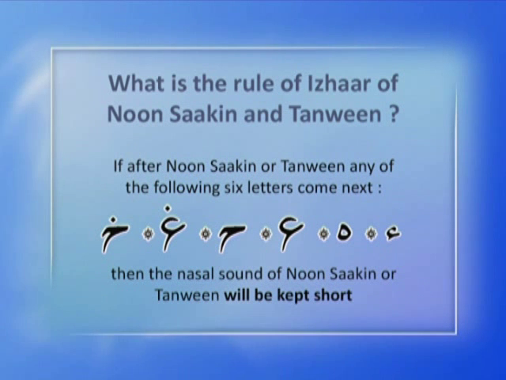If after Noon Saakin or Tanween any of the following 6 letters, Hamza, Ha, Ain, Ha, Ghain, Kha, comes next, then the nasal sound of Noon Saakin or Tanween will be kept short. There are 29 letters, and if we count Alif and Hamza as 1, because their pronunciation is the same, there are 28 letters. So if you exclude these 6 letters of clear manifestation of the nasal sound, what is left after?